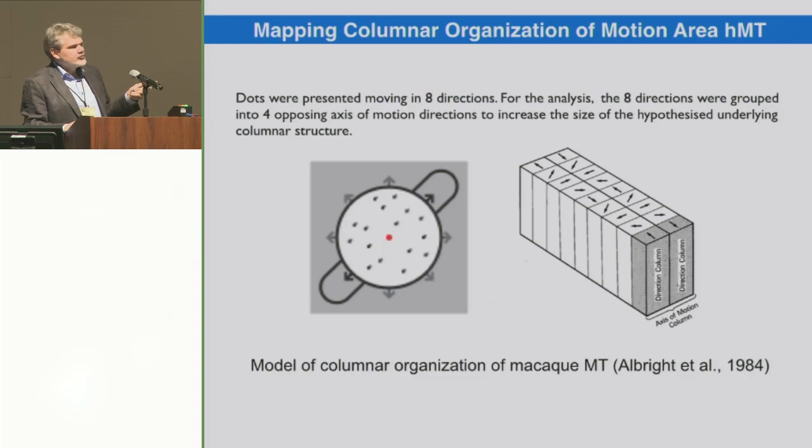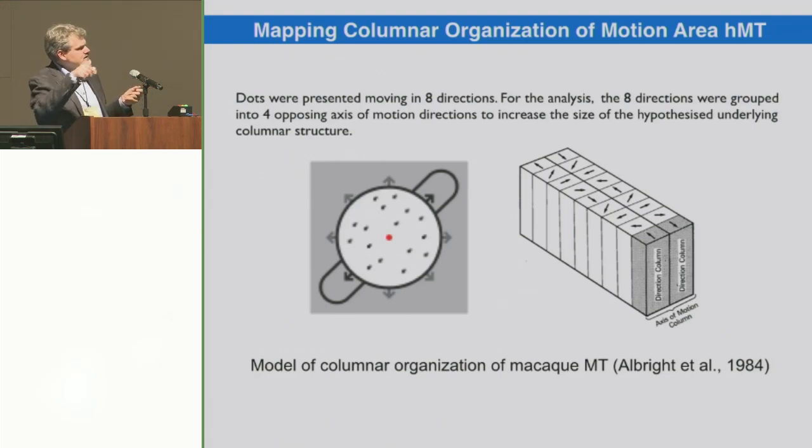But we pooled them in 4 axes of motion. Why did we do that? If dots move in this direction and a few seconds later in that direction, according to Albright, in the monkey, these different directions of motion features and columns are neighbored to each other. So if we pool these opposing directions of motion, we get 4 axes of motion, which presumably have a larger columnar structure, a metastructure. That's what we wanted to exploit. It's an aggregation of direction of motion columns into axis of motion columns.